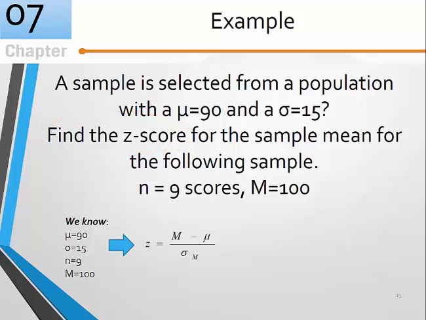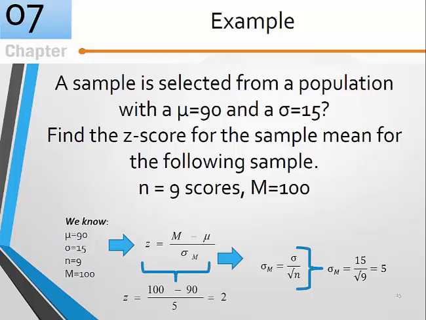So we need the z formula: the sample mean minus the population mean, over the standard error of the mean. Both means are given, but we also have to find the standard error of the mean, so we need that formula. To solve for the standard error of the mean, we need the standard deviation, which we have from the population, over the square root of the number of scores in the sample. Here we can just plug in, and we get a standard error of the mean of 5. Now we can go back to our z formula, plug in the values, and we get a z-score of positive 2.